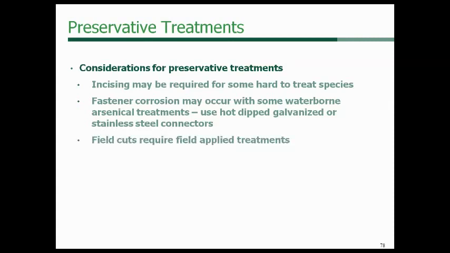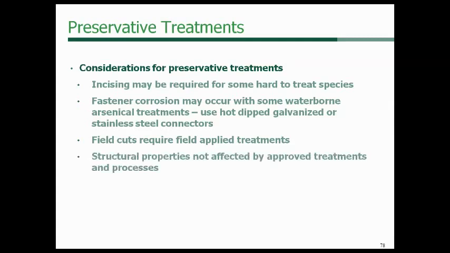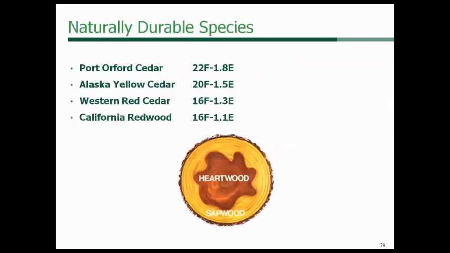If you are making cuts in the field to treated lumber, you will need to treat those exposed faces. You'll want to use something like a copper naphthenate per the IBC and IRC requirements. And as I mentioned, the approved treatments and processes don't affect the structural properties. Those are all taken into account before the beam is stamped with its final grade stamp.